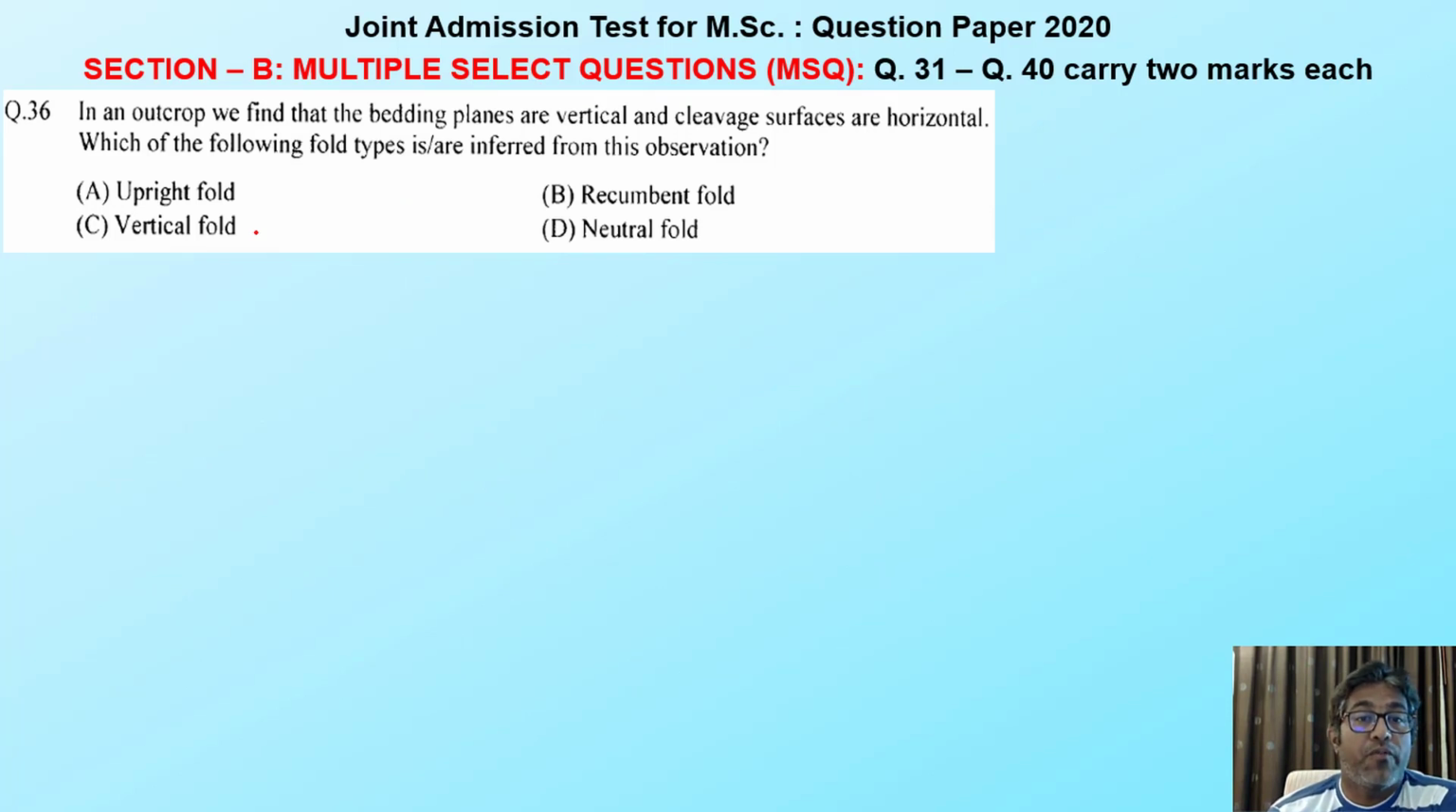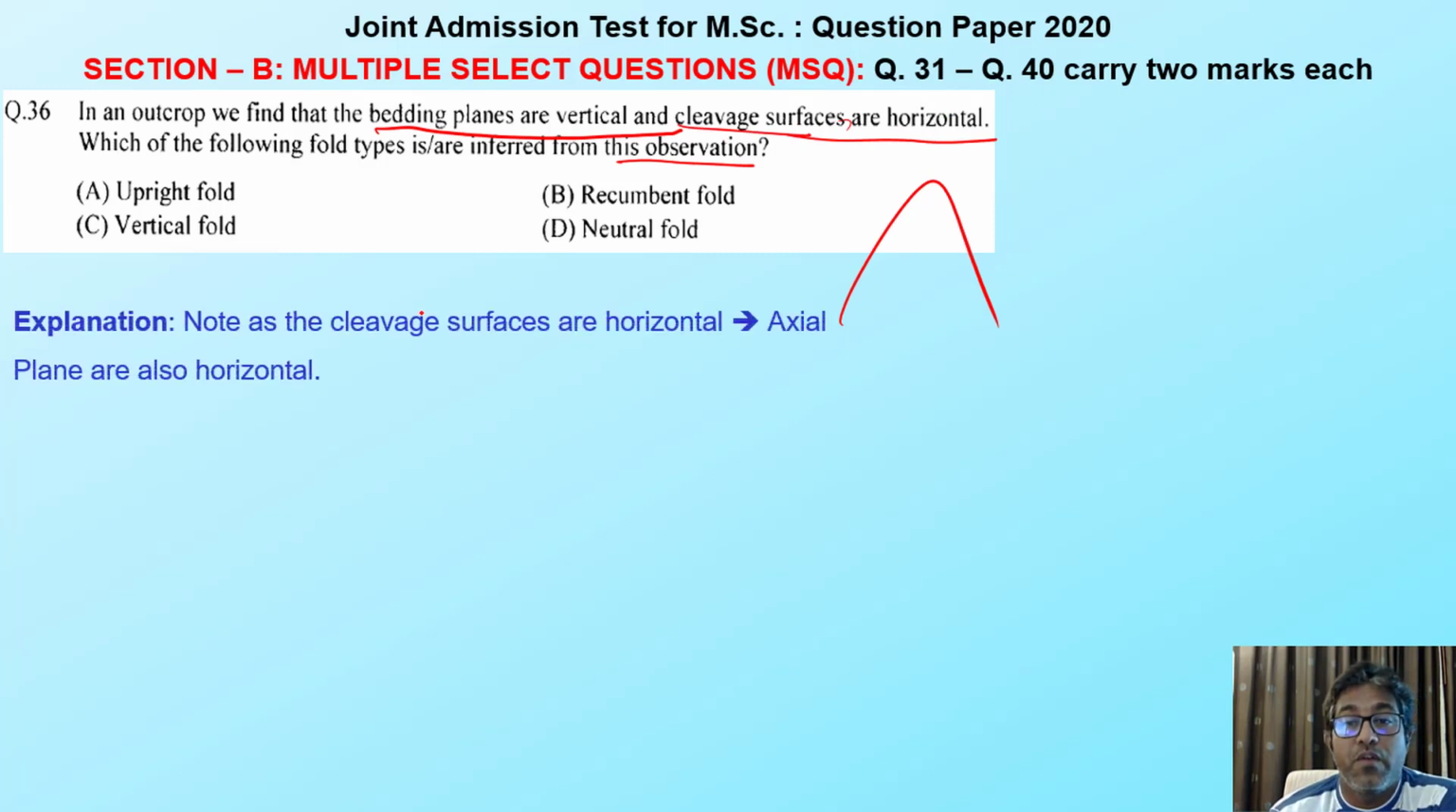In an outcrop, we find that the bedding planes are vertical and cleavage surfaces are horizontal. What does this mean? You have a vertical bedding plane, and the cleavage surface is horizontal. Which of the following fold types is inferred from this observation? Now I have the bedding plane, which is vertical. Okay, vertical is there. Now I have the cleavage surface. You know why the cleavage surface is given here?